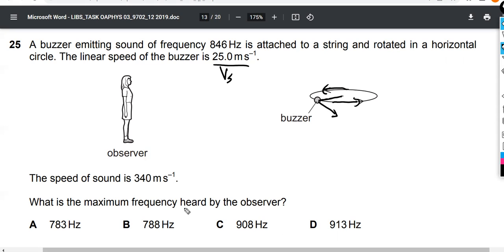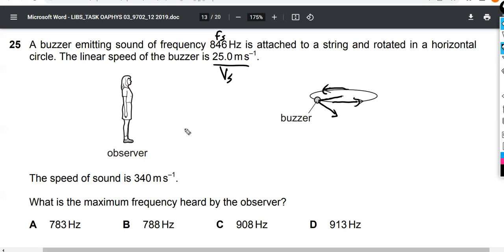The Doppler effect is the apparent shift in frequency due to the relative motion of an observer and the source of a wave. So here we can see the source of the wave is the buzzer. The word buzzer is a clue there. 846 is the frequency of the source. So we can identify that that's the actual source frequency moving at a speed of 25 meters per second.